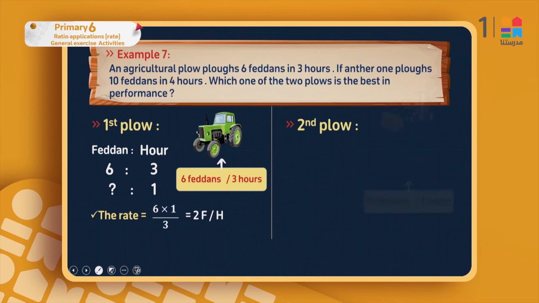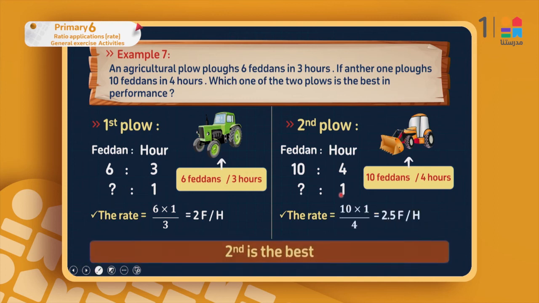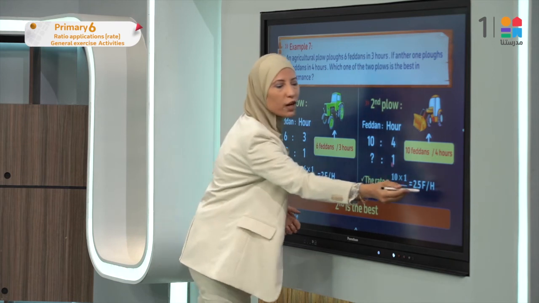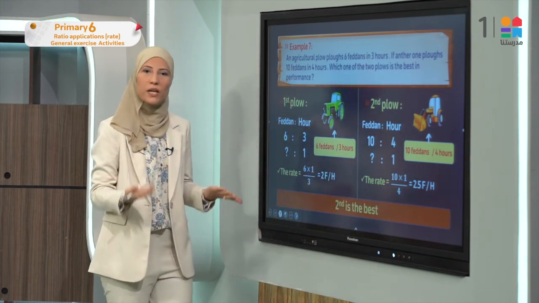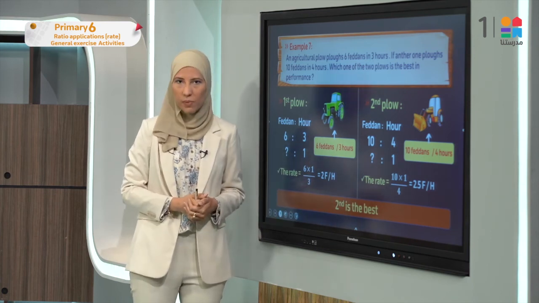The second one, I will make feddan to hours. The second one plows how many? 10 in 4 hours. So I will write 10 and 4. So in every 1 hour, how many feddans will it make? Okay, to find my rate, I will make 10 times 1 divided by 4. So it gives me 2.5. Of course, 2.5 feddans for every 1 hour is better than making only 2 feddans in 1 hour. So the second one is the best.